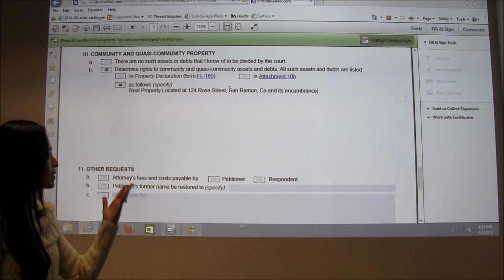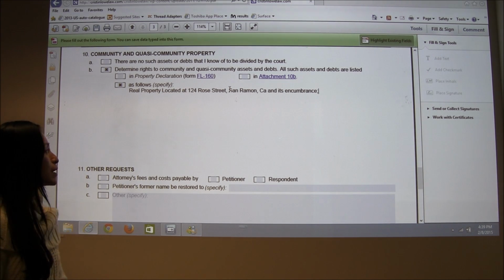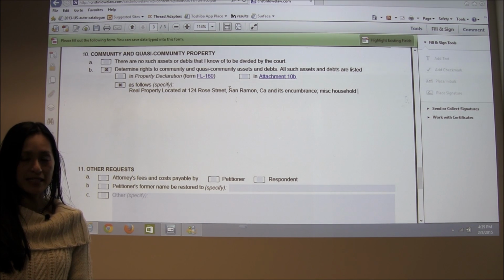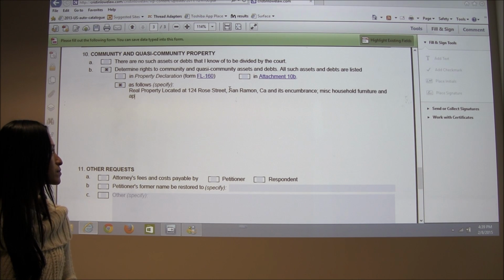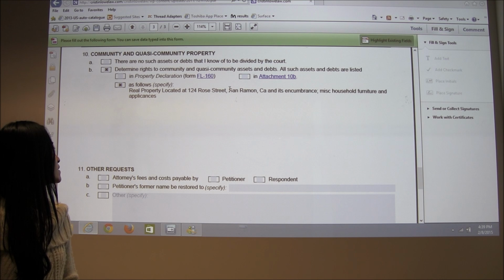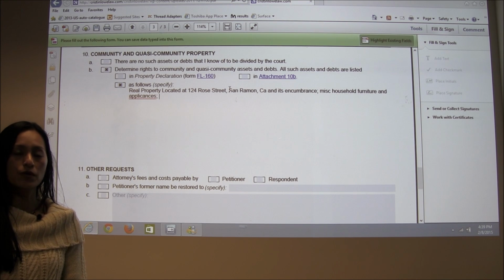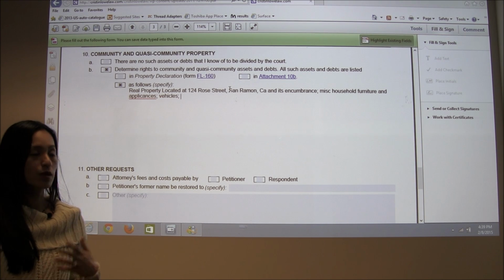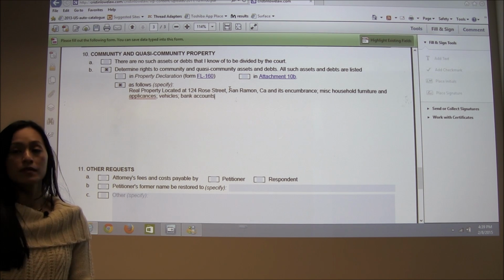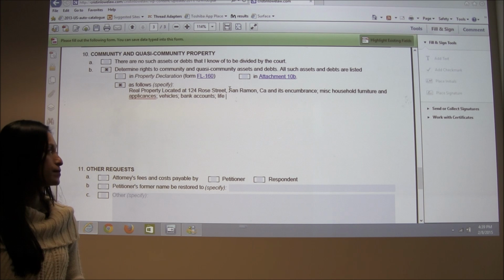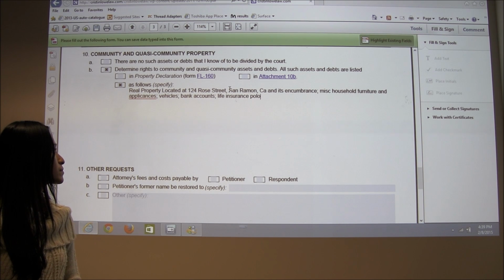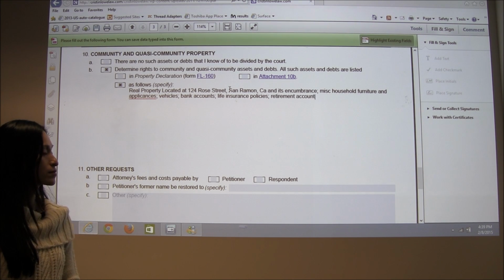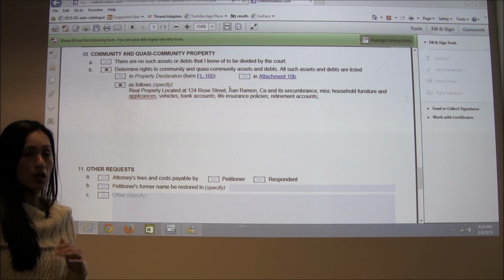ENCUMBRANCE. And then I put a semicolon and I start listing the other things. I usually put miscellaneous household furniture, furnishings, and appliances. And I will put the vehicles. Semicolon, I usually put bank accounts. Semicolon, let's say there are life insurance policies. Semicolon, and we have retirement accounts. And let's say there's credit card debt as well.